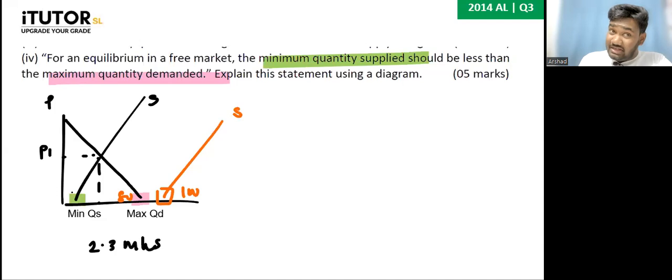However, if the minimum quantity supplied is greater than the maximum quantity demanded, as shown by a curve, let's say S1 in my diagram, then there will not be market equilibrium. So you can say, therefore, for the market to be at equilibrium, the minimum quantity supplied should be less than the maximum quantity demanded. You can label this as S1, you can label this as 0, and explain your diagram that way. That is what you need to do. That is 2014, question number 3.